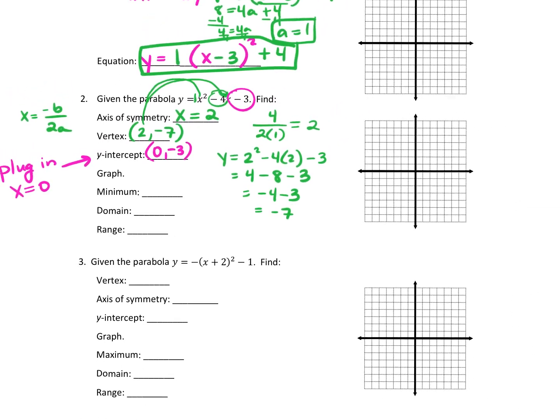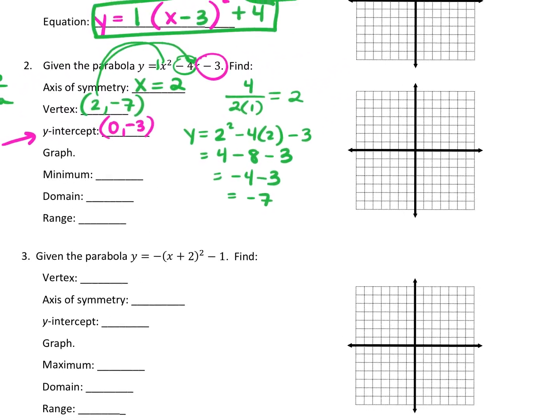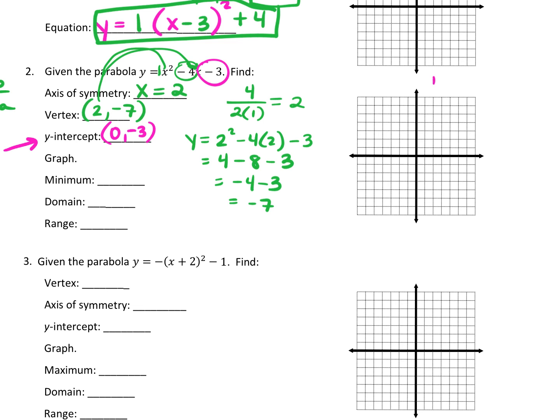So let's take a look at this. If my axis of symmetry is x equals 2, that's this line right here. The vertex is (2, negative 7), so 1, 2, 3, 4, 5, 6, 7. The y-intercept is (0, negative 3), 1, 2, 3. And we can reflect that to the other side. So it's 2 to the left of our axis of symmetry, we're going to go 2 to the right.